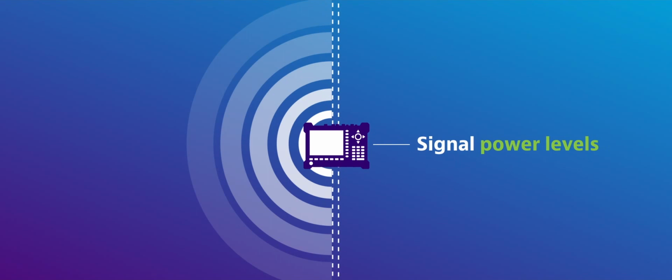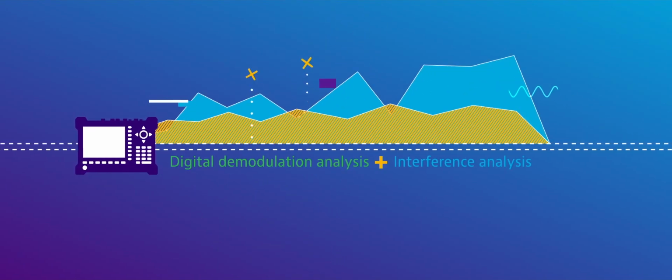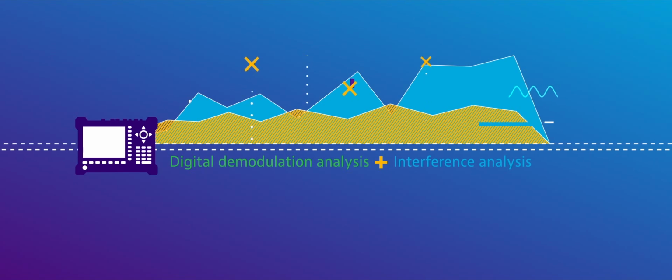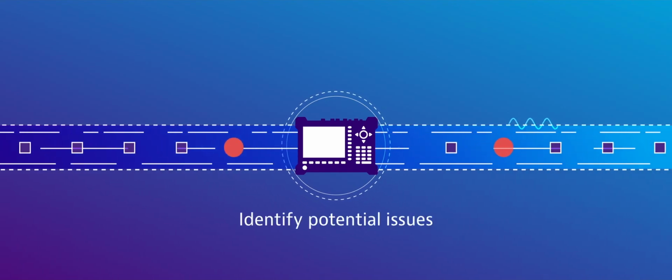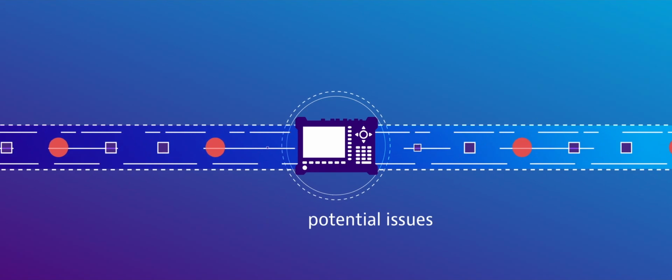Comprehensive analysis includes signal power levels, digital demodulation analysis, and interference analysis down to the single physical resource block. These detailed measurements provide customers with a full picture of how well the network is operating, while identifying any potential issues related to interference or intermodulation.